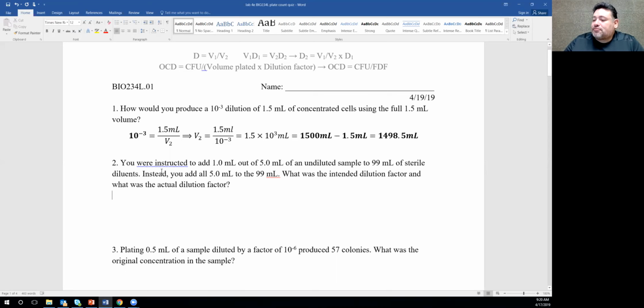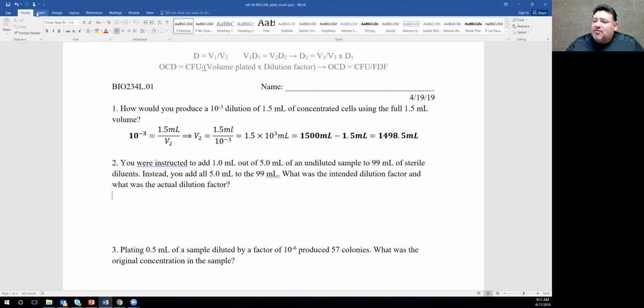So here it says, you were instructed to add 1 milliliter out of 5 milliliters of undiluted sample to 99 milliliters of sterile diluents. Instead, you added all 5 milliliters to 99 milliliters. What is the intended dilution factor? And what was the actual dilution factor? And this happens to me in my lab all the time. I try to tell my lab assistants how to do a dilution, and somehow they get their wires crossed and they end up making the wrong dilution. So this happens to me all the time. So it's a dilution. So we're going to use the same equation.